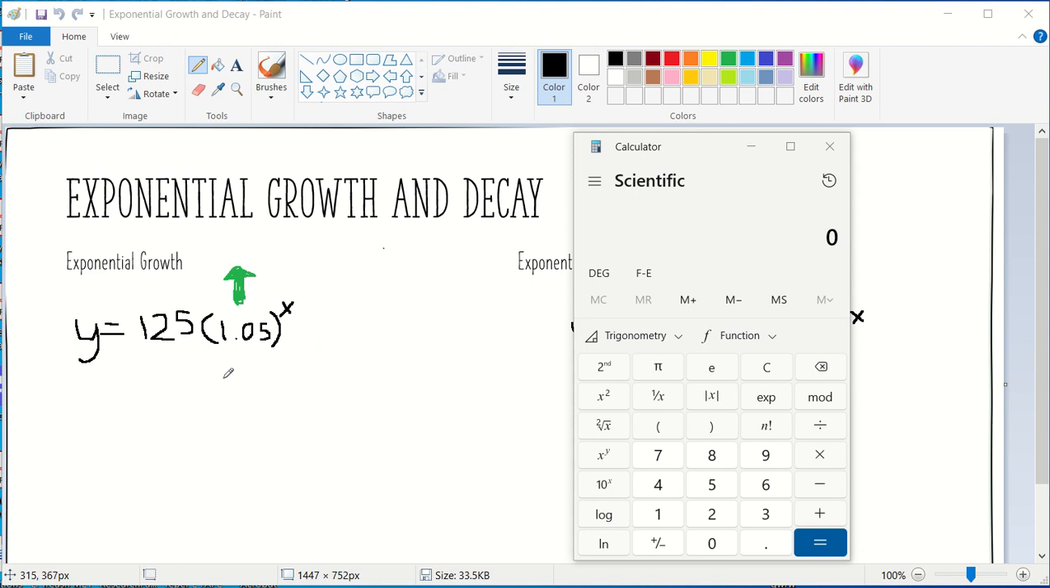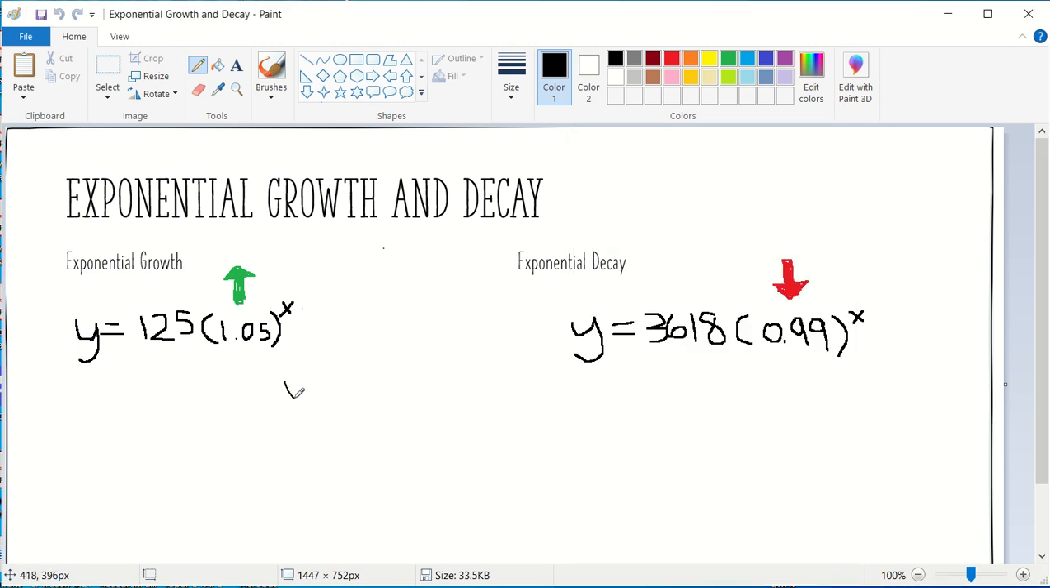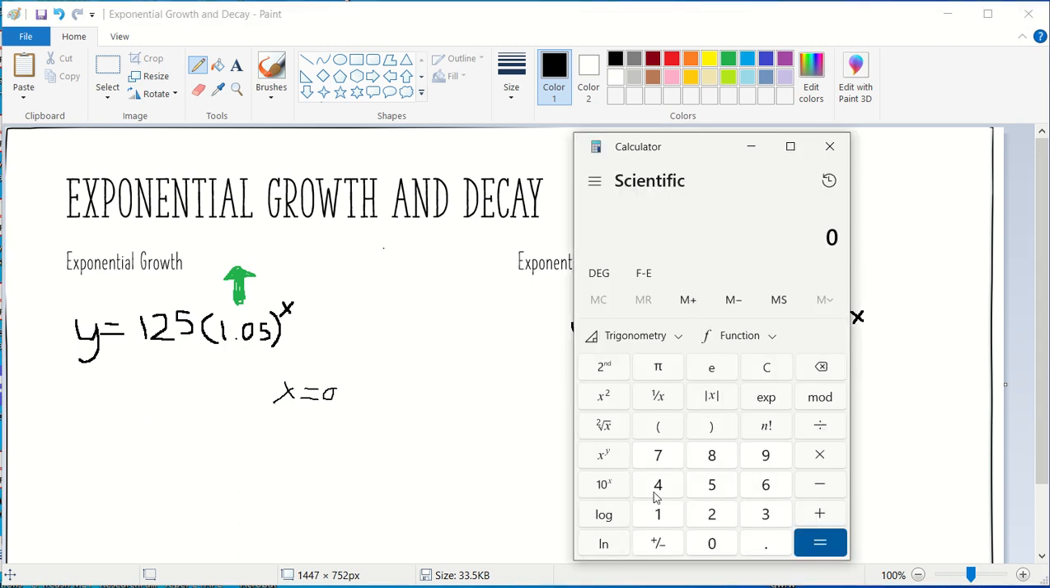All right, so in this first example, we have an exponential growth equation. Notice that, again, the number in the parentheses is more than 1. So as we make x equal to different numbers, we will then find a y value that is going to increase. So let's start off with x being equal to 0. If x is equal to 0, what we're going to do is first multiply 125 by 1.05. So 125 times 1.05 is going to equal 131.25.